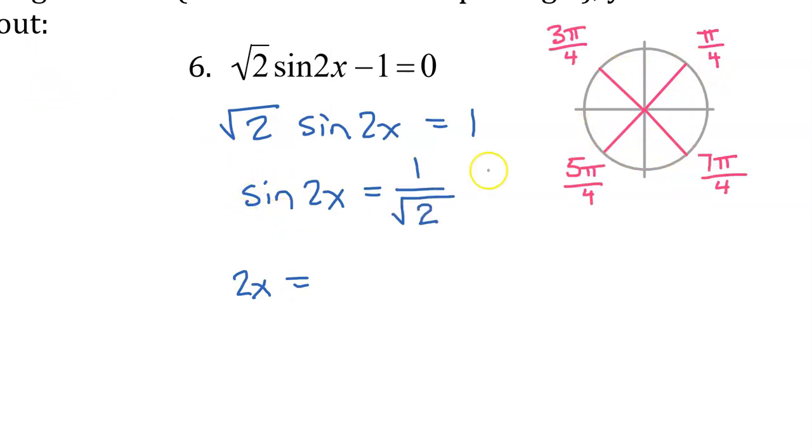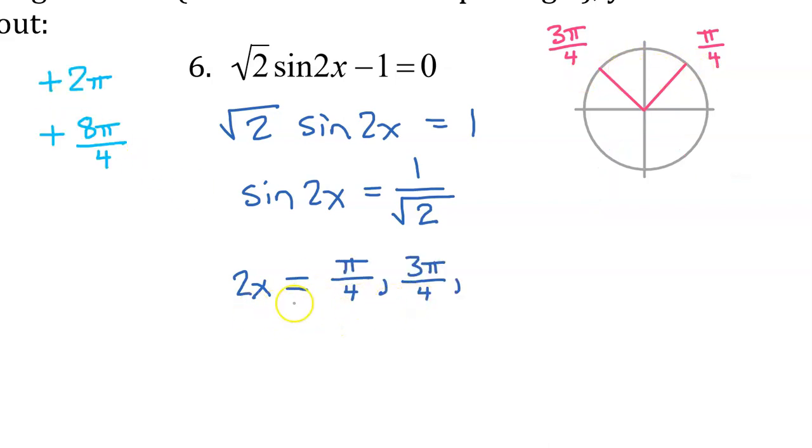The sine of any of these 4 angles will give us 1 over radical 2, except 2 of these will give us positive 1 over radical 2, and 2 of these will give us negative 1 over radical 2. In this case, we want the sine of 2x to equal positive 1 over radical 2. The sine function is the y value on the unit circle, which is positive in the first and second quadrants. So these are where the solutions will be.